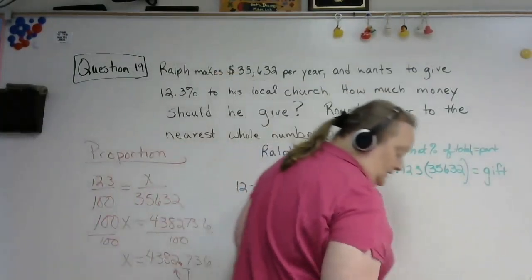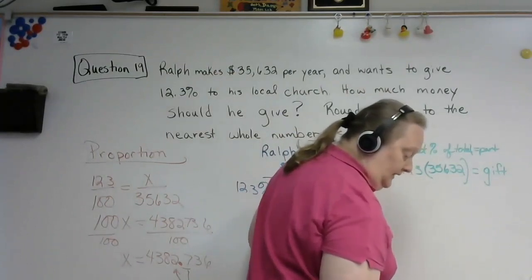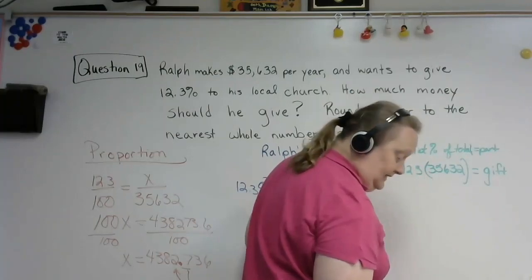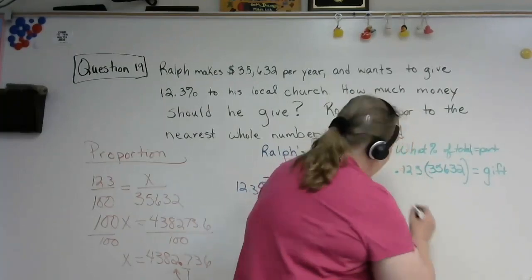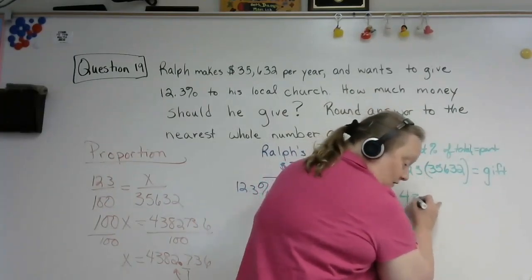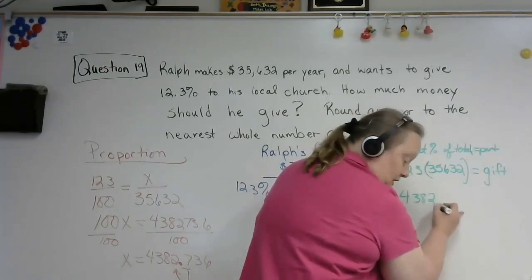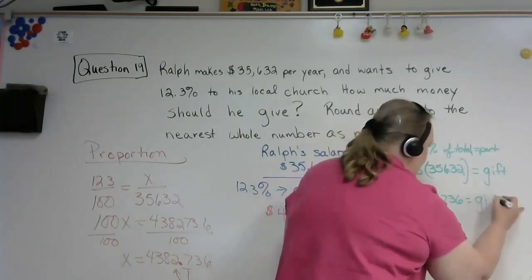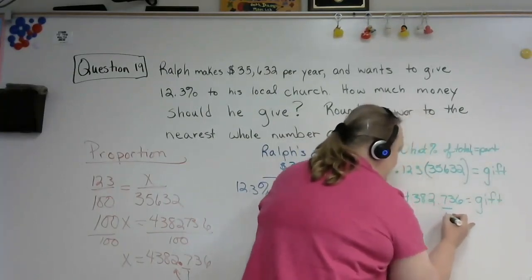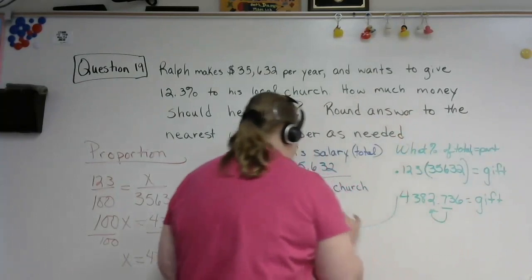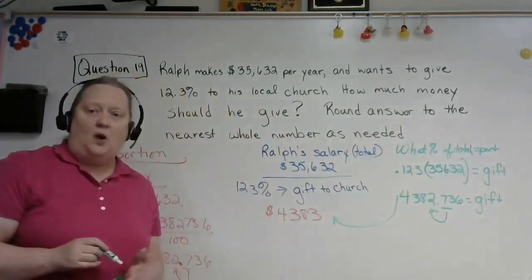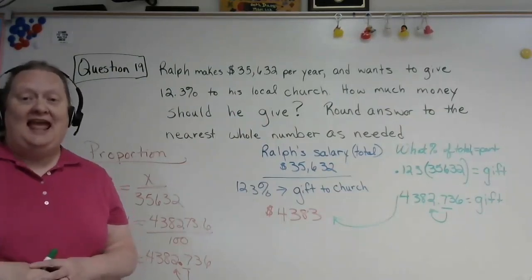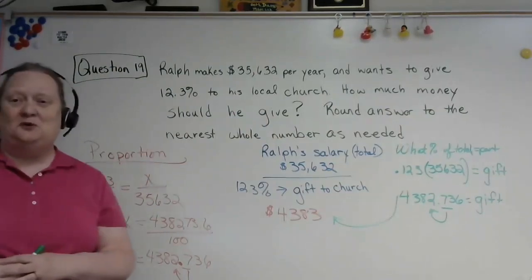And then I'm going to multiply 0.123 times 35,632, and that will give me 4,382.736. And you see that it gives you the same answer. The rounding is the same process and gives me the same answer. Either way, depends on which way your teacher shows you to set it up. And this concludes question number 19.